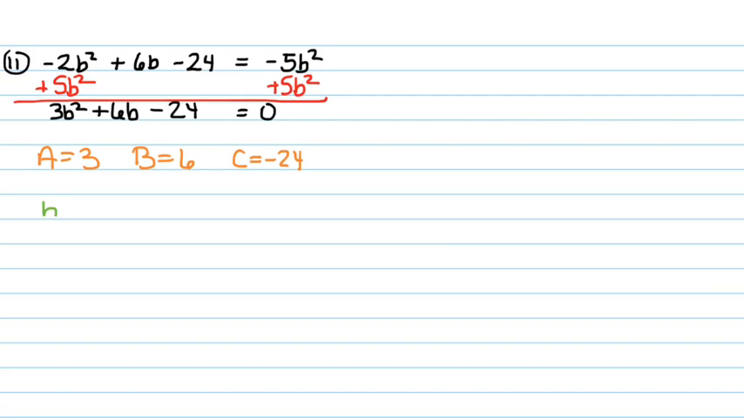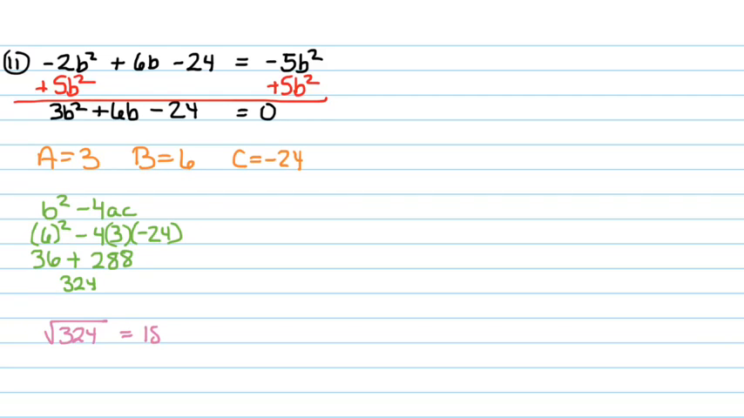Plugging that into the b squared minus 4ac, so that means 6 squared minus 4 times 3 times negative 24. In your Inspire calculator, you can type this all in one step. That gives you 36 minus a negative, we're going to come up with positive 288, which gives us a 324. When I take the square root of 324, I come up with 18.